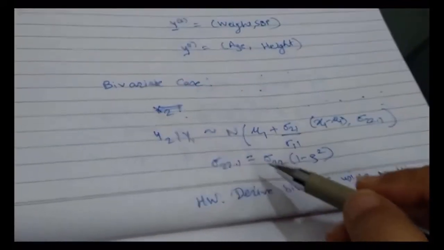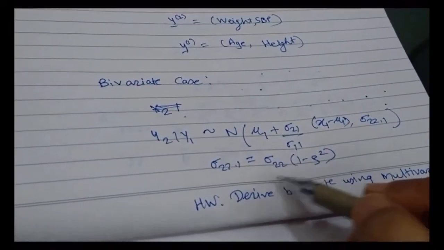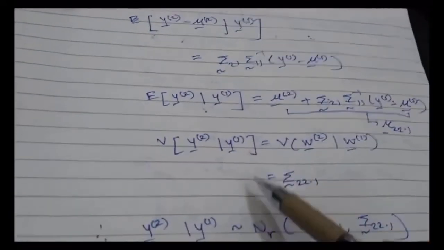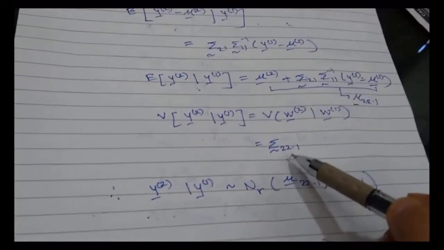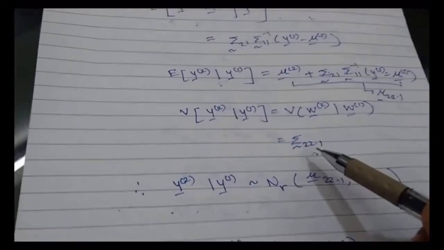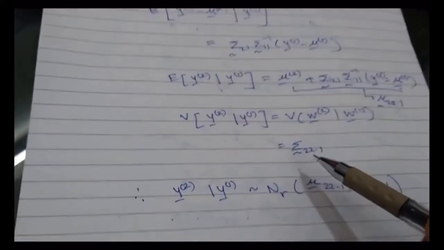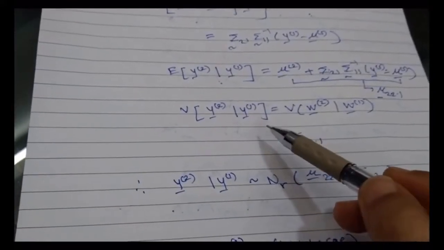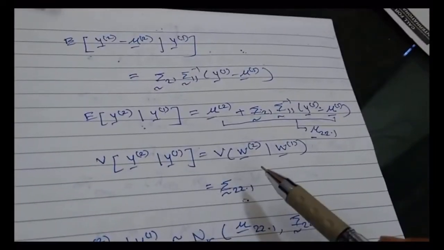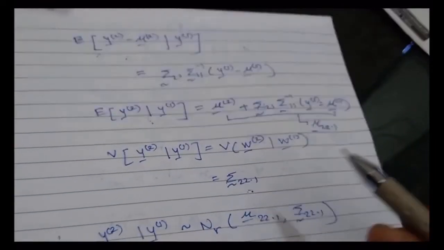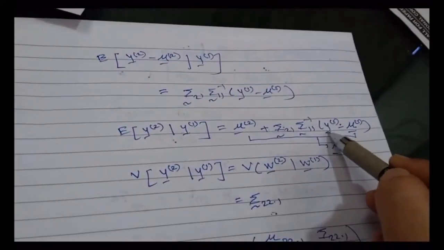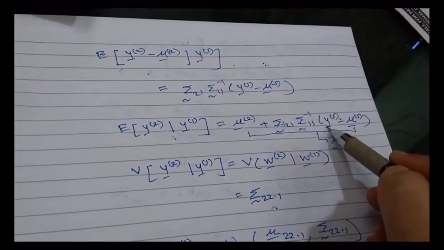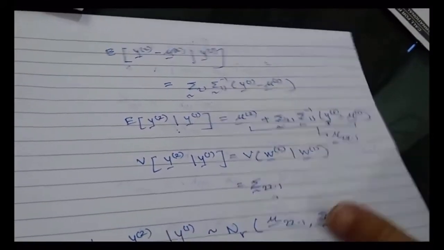First thing, sigma 22.1 does not depend on the given value of y1. Same story happens in the multivariate case also. My variance is free from the given value. So in the conditional distribution in multivariate normal, conditional variance is not a function of the known value. Conditional mean is a function of the known value, because in the conditional mean you can see y1 here, but the variance doesn't change.